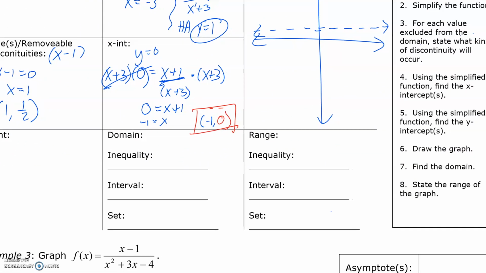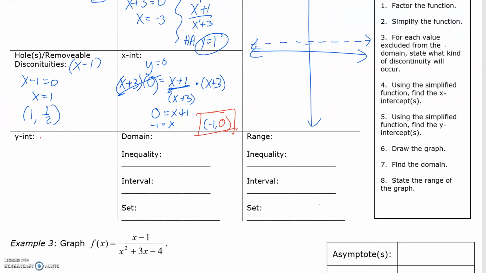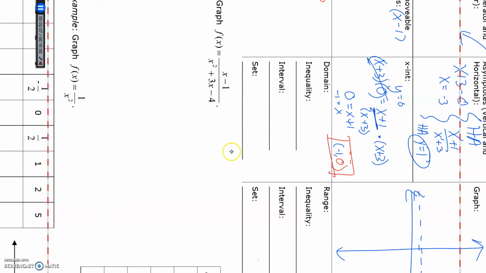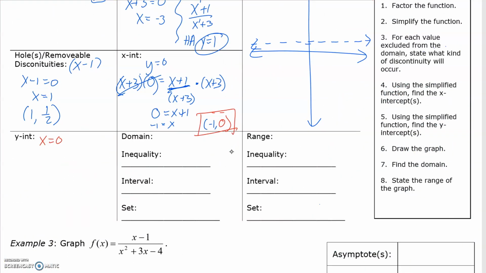Now, to find the y-intercept, we set x equals 0. We're going to use the formula x plus 1 divided by x plus 3, substituting 0 in for x. So that's 0 plus 1 divided by 0 plus 3. This simplifies down to y equals 1/3, and our ordered pair is (0, 1/3).